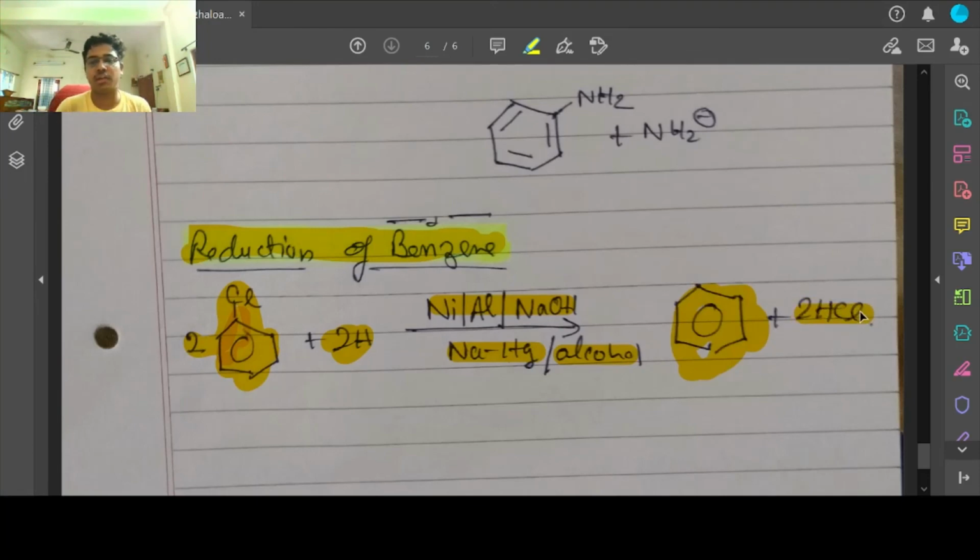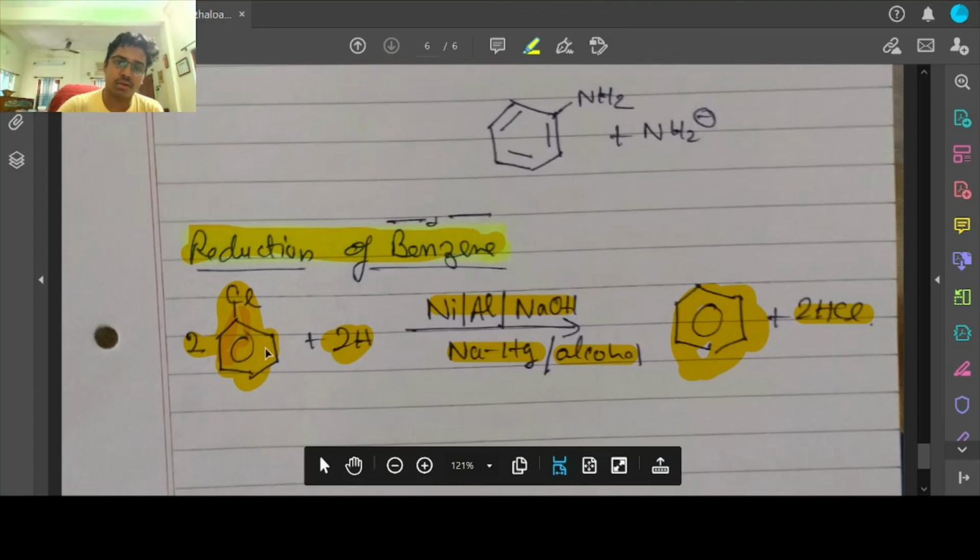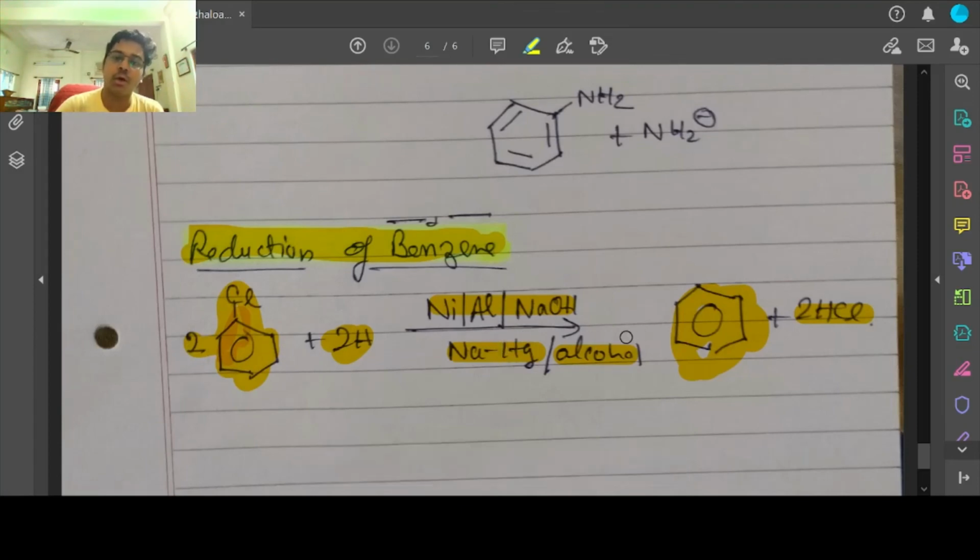Addition of hydrogen is reduction, right? So chlorobenzene is reduced here to benzene. If you are asked to convert chlorobenzene to benzene, this is the best suited method, and you can use 2 moles of chlorobenzene plus 2 hydrogen in presence of sodium amalgam and alcohol, or nickel and aluminum with sodium hydroxide as the catalysts. The chlorobenzene is reduced to benzene and 2HCl.